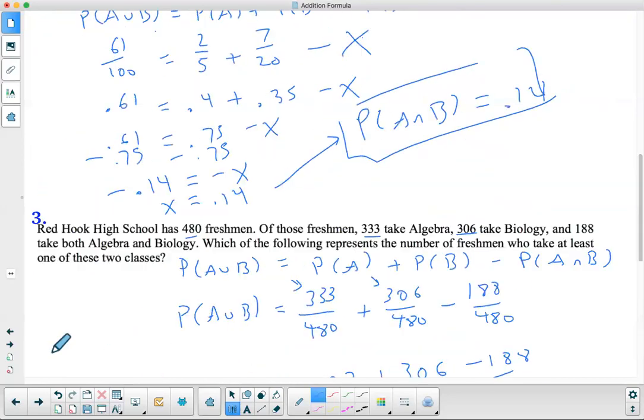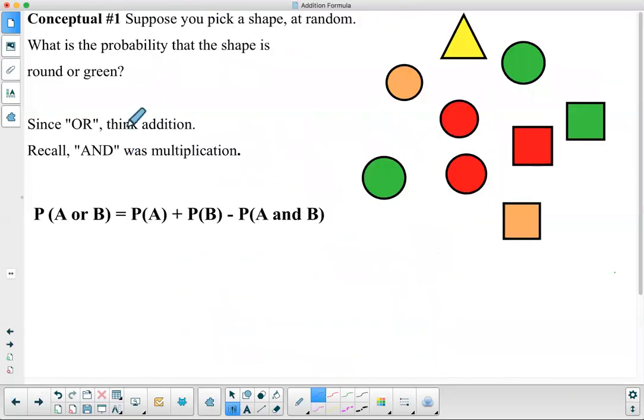Let me explain to you why you do it that way. So conceptually, suppose you pick a shape at random. What is the probability that the shape is round or green? So the probability that it is round or green is the probability of it being round plus the probability of it being green, minus the probability of round and green.